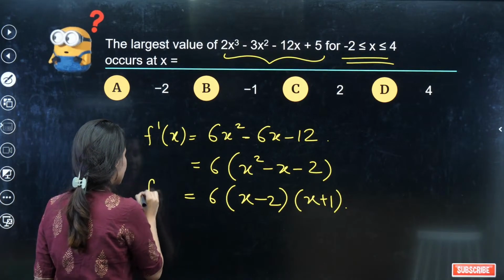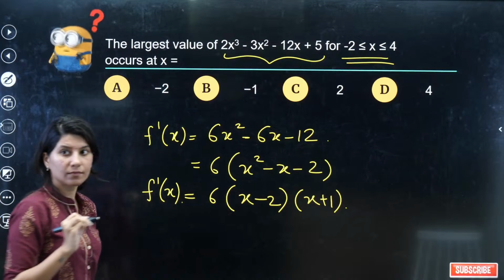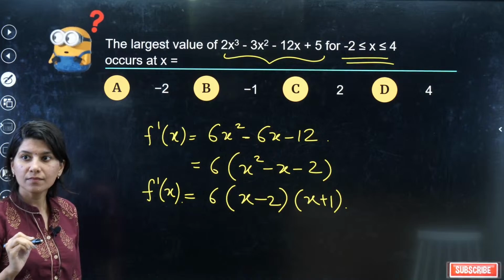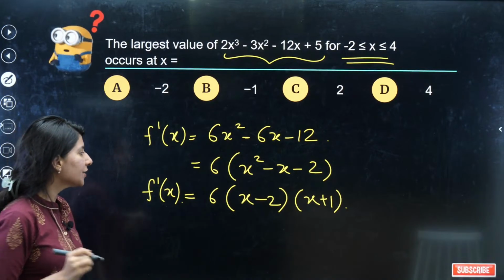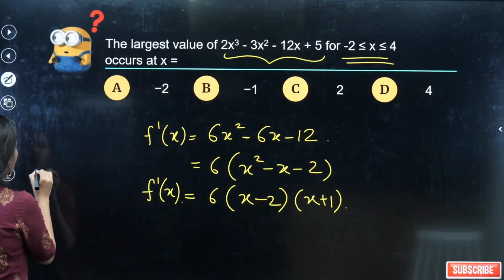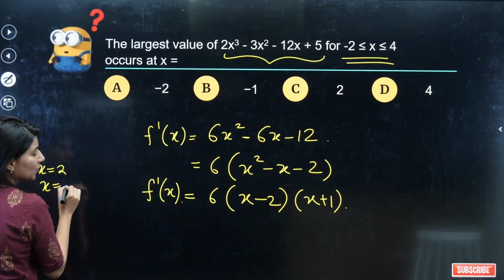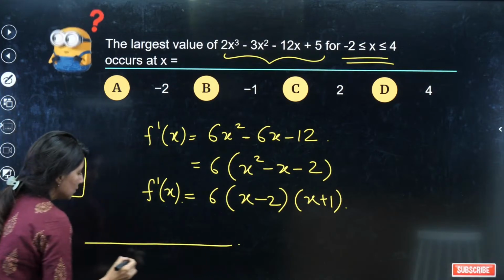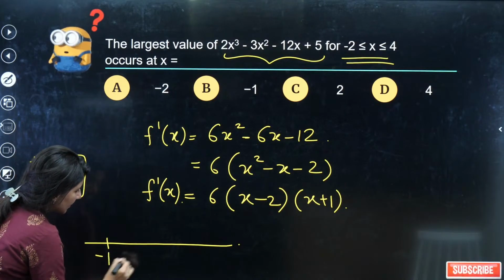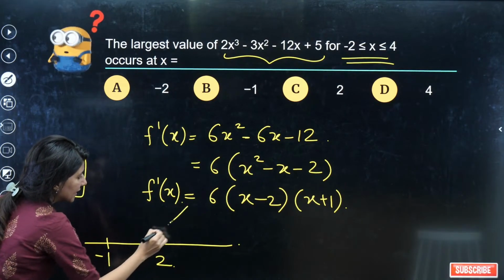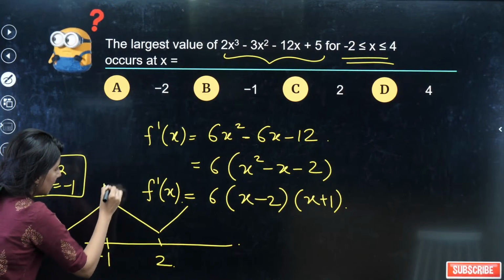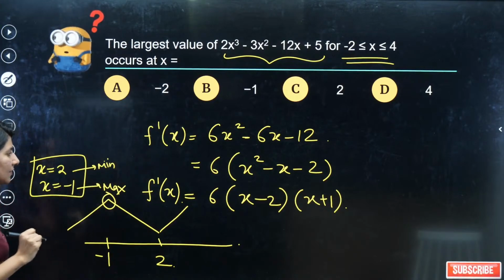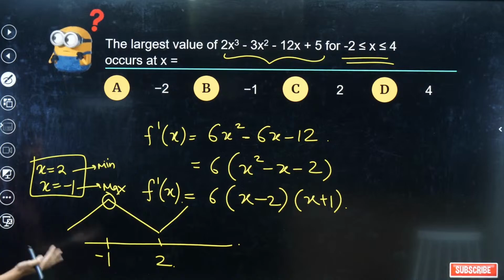Is this your f dash x? Right, so what are your critical points? Tell me. x equals 2 and x equals minus 1. And if I talk about the method of intervals, what do I get? So this is your minus 1, this is your 2. So this is increasing, then decreasing and increasing. So clearly at minus 1 you are going to get maxima, here you are going to get minima. Your interval is from minus 2 to 4.